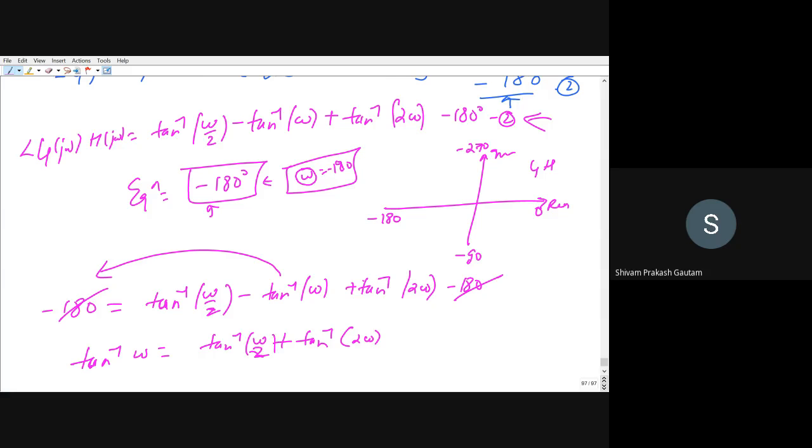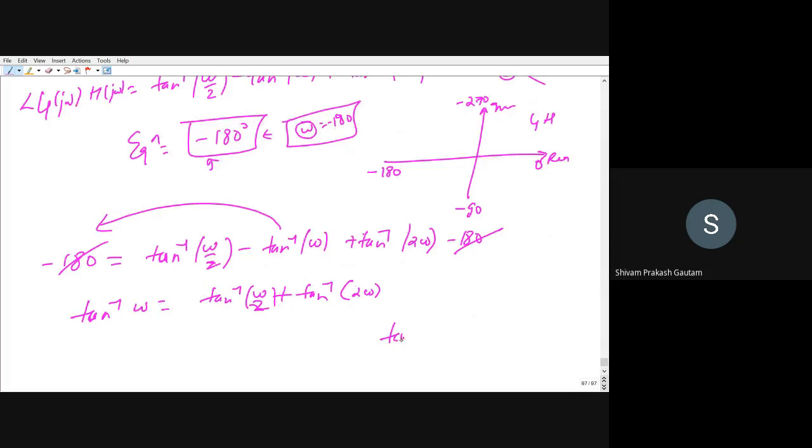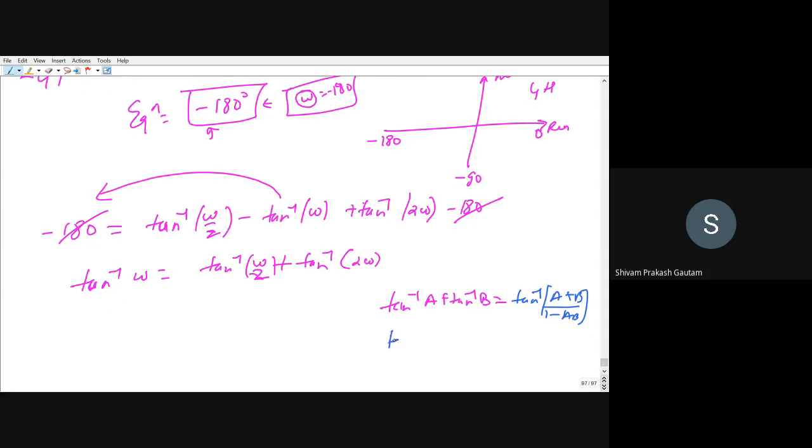Now we have to use the formula of tan inverse of A plus tan inverse of B. How to do this? So this will give you tan inverse of (A plus B) upon (1 minus AB). This is the formula for tan inverse of A plus tan inverse of B. The formula for tan inverse of A minus tan inverse of B is tan inverse of (A minus B) upon (1 plus AB). Right now it is tan inverse of A plus tan inverse of B, so we will use this formula.